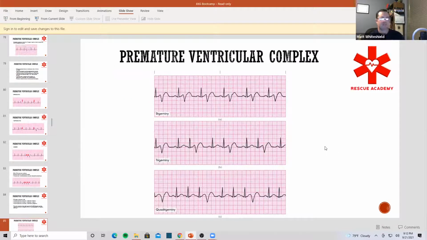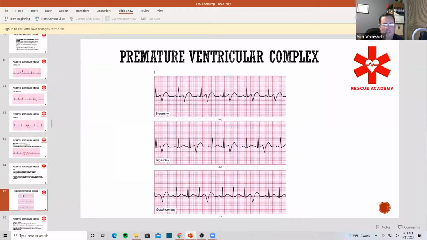Here's some examples. First one that we see is a normal sinus rhythm with a PVC, then normal sinus rhythm with a PVC. We call this bigeminy. All right, every other beat is a PVC, is bigeminal. Down here, middle is trigeminal. We got 2 beats and a PVC. Down here, last one, 3 beats and a PVC is considered quadgeminal.